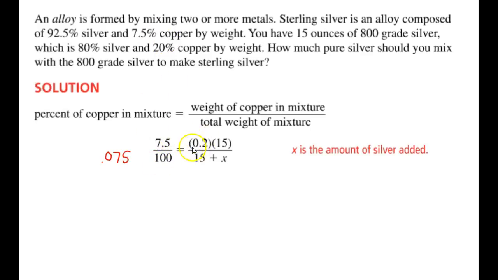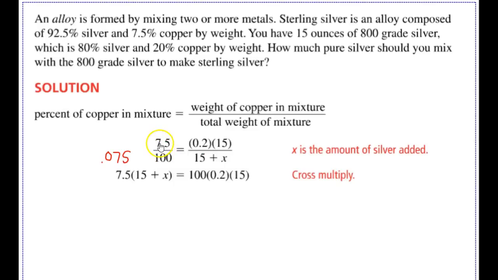So then I set it up. I've got this 0.02, which is my 20% of what I already have in this 15 ounces. This tells me how much copper I already have, because 20% of this 15 ounces is copper. Then in my denominator, I have the 15 ounces that I start with, and I'm trying to figure out how much silver I need to add. Now I can see I have a rational expression on the left and a rational expression on the right, so I can go ahead and cross multiply.